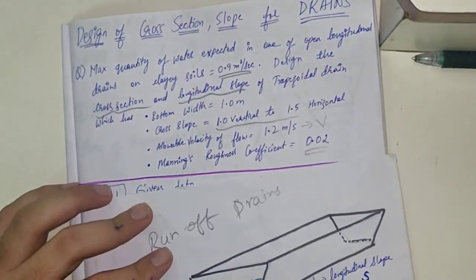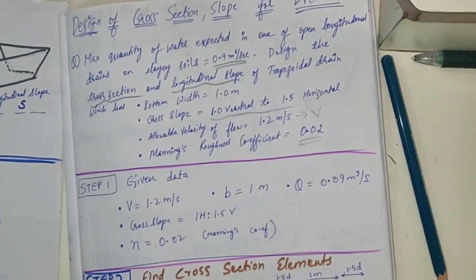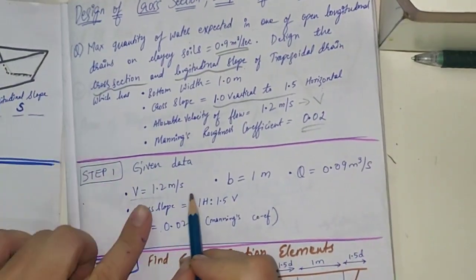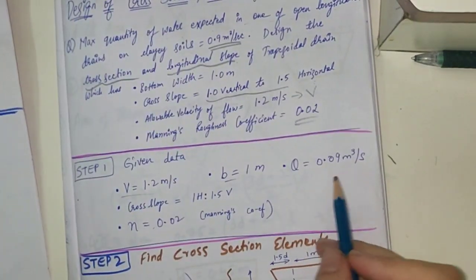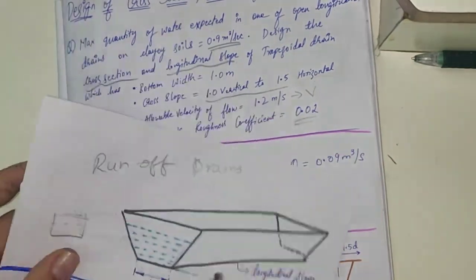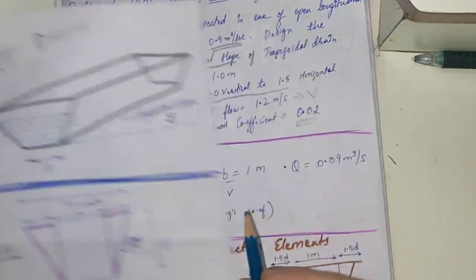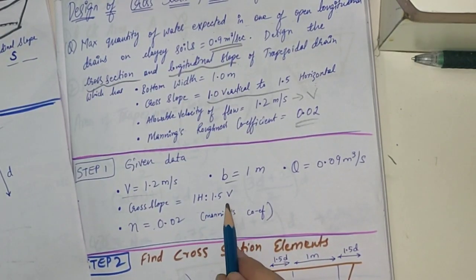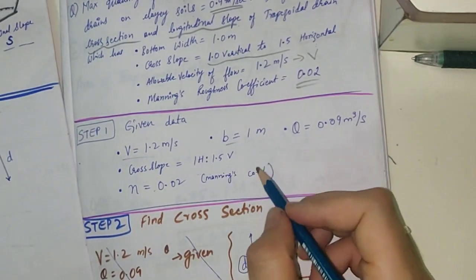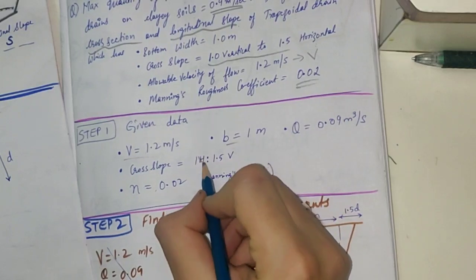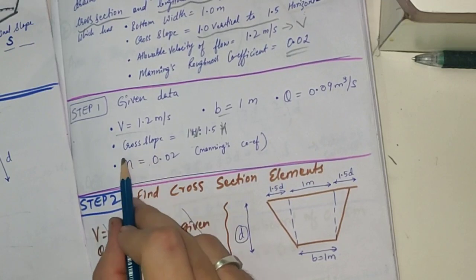First understand the given data properly. Next step, you just write down the given data. So V is given as 1.2 meter per second, B the bottom width is 1 meter, then Q the total discharge, or the amount of water coming in, is 0.9. Cross slope. What is the cross slope? This is given as 1 is to 1.5. Sorry, it is actually 1 vertical for 1.5 horizontal. Then Manning's coefficient, that is N.